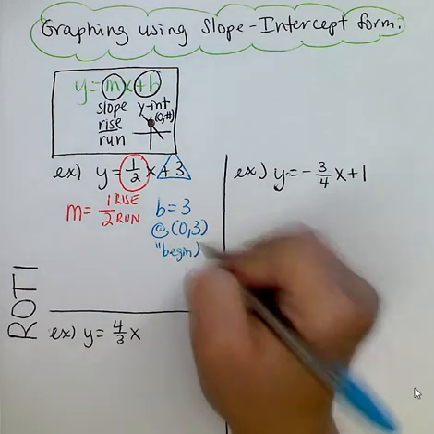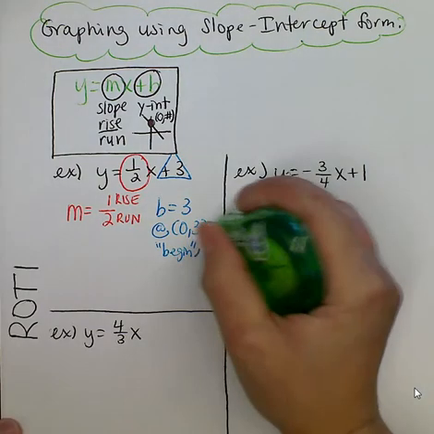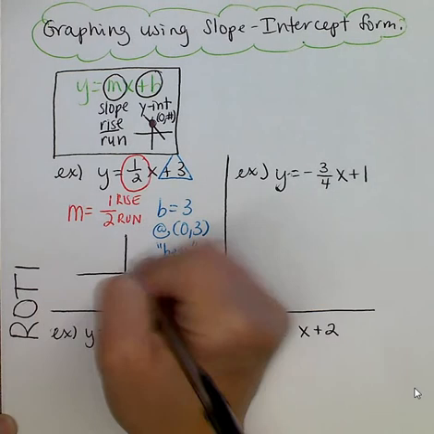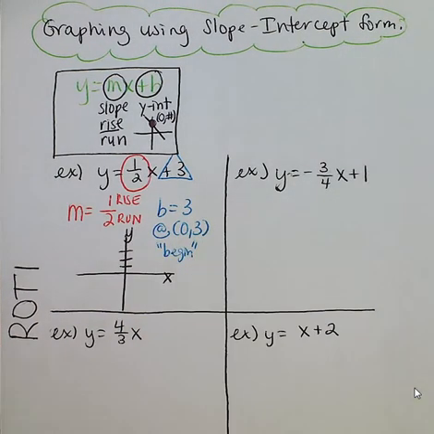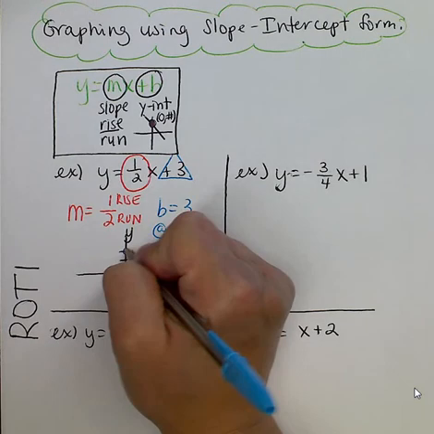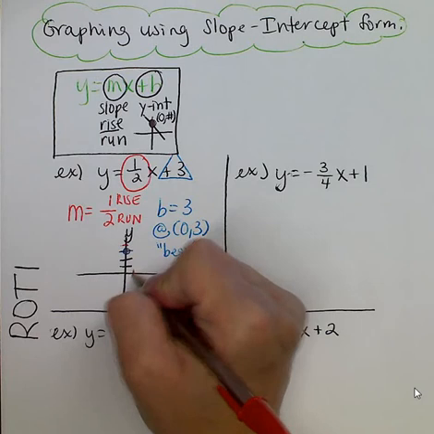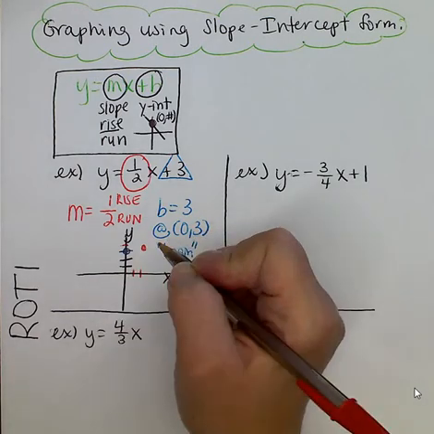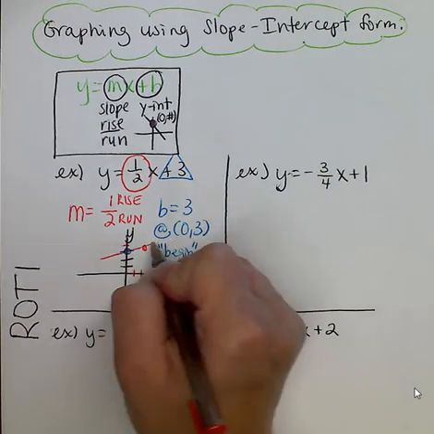If I were to make a quick sketch of this, I could just draw my x and y axes. X-axis, y-axis. My b value is going to begin at 0, 3. And I'm going to go from that point up 1 and over 2 to connect to my next point. Remember that I can always go down 1 and in the other direction 2 to continue this line.